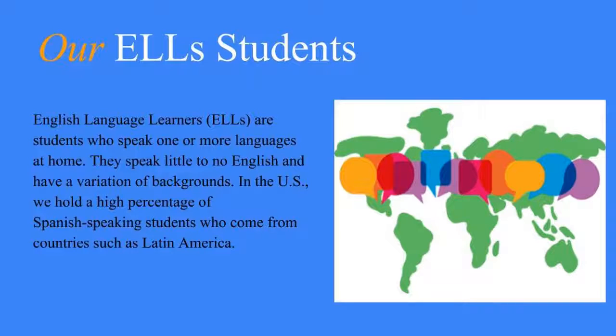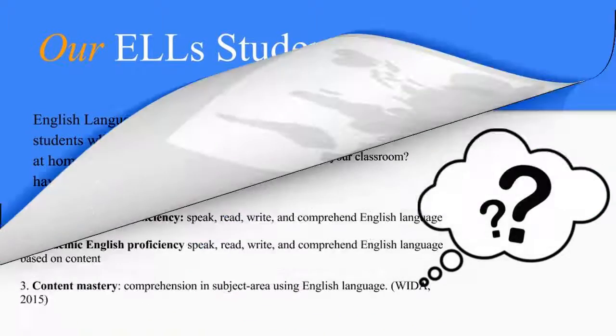All right, let's begin with our English language learner students. English language learners are students who speak one or more languages at home. They speak little to no English and have a variation of backgrounds. In the United States, we hold a high percentage of Spanish speaking students. However, only 73% of our teachers have experience teaching English language learners.